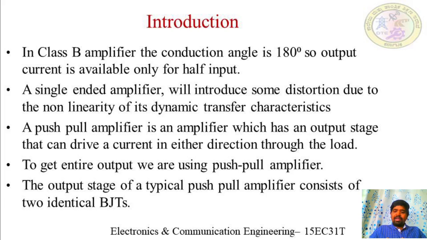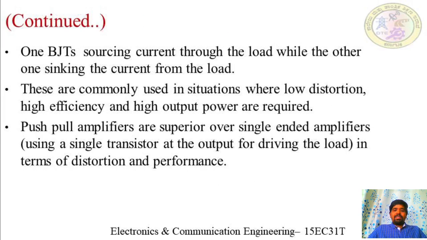How exactly will we get the complete cycle even with a 180 degree conduction angle? In the next slides we are going to discuss that. The output stage of a typical push pull amplifier consists of two identical BJTs, bipolar junction transistors. One BJT sources the current through the load while the other sinks the current from the load. That means with a conduction angle of 180 degrees only, we have to produce 360 degrees of output, the complete output. So for that purpose we are using two transistors.